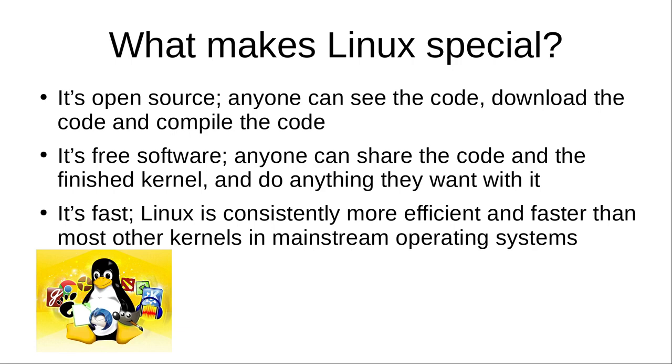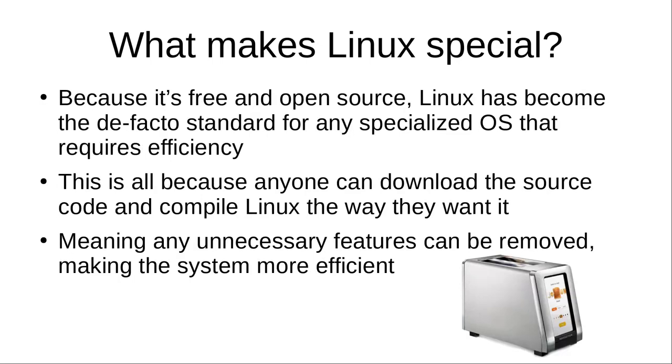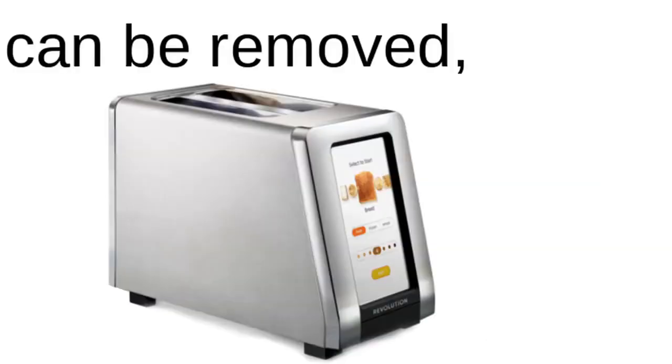And third of all, it's very fast. Linux is consistently more efficient and faster than most other kernels in mainstream operating systems. The reason it is so fast is because it's free and open source. You see, Linux has become the de facto standard for any specialized OS that requires efficiency. And this is all because anyone can download the source code to Linux and compile it the way they want it. This means that any unnecessary features can be removed, which makes the system more efficient. So for example, over here in the corner there's a smart toaster, and that's quite obviously running Linux.